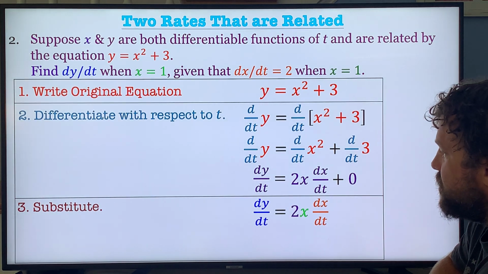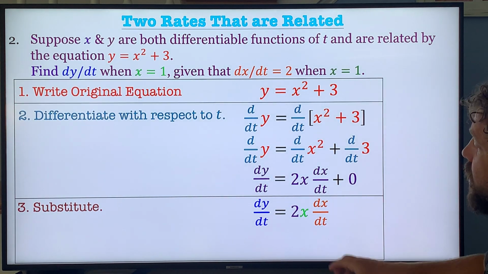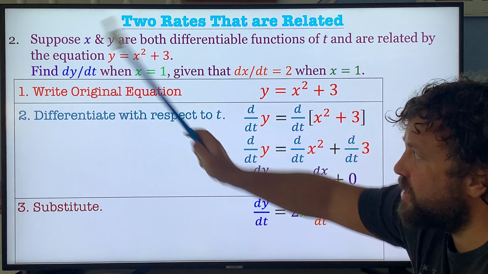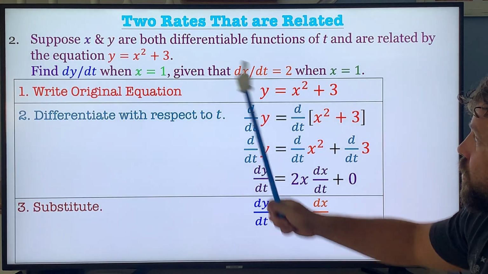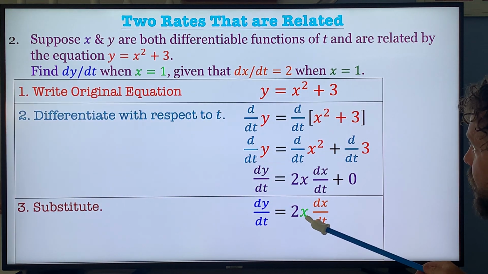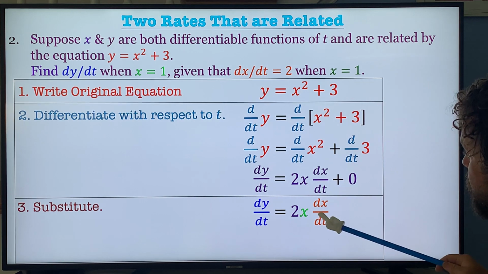So I have to substitute. Do I know what dy dt is? No, because that's what we're finding. When x equals 1, I could take 1 and plug it in for x. When dx dt equals 2, I could plug a 2 in here.